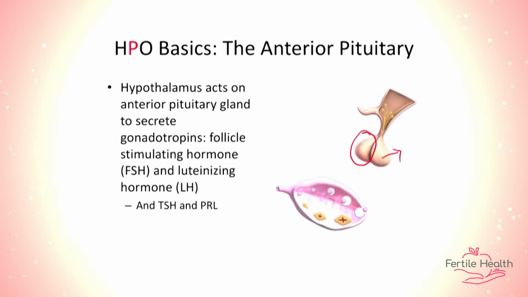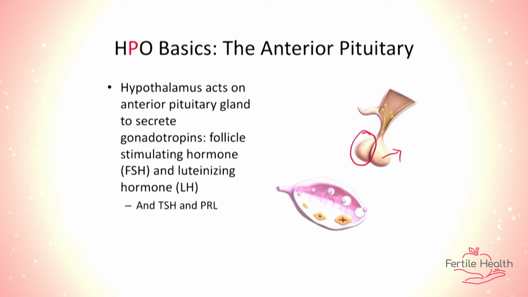The hypothalamus acts on the anterior pituitary gland to secrete these hormones that are overall called gonadotropins, and you're going to hear that name a lot when you work in the fertility field. And what we mean by gonadotropins are follicle-stimulating hormone, FSH, or luteinizing hormone, LH.